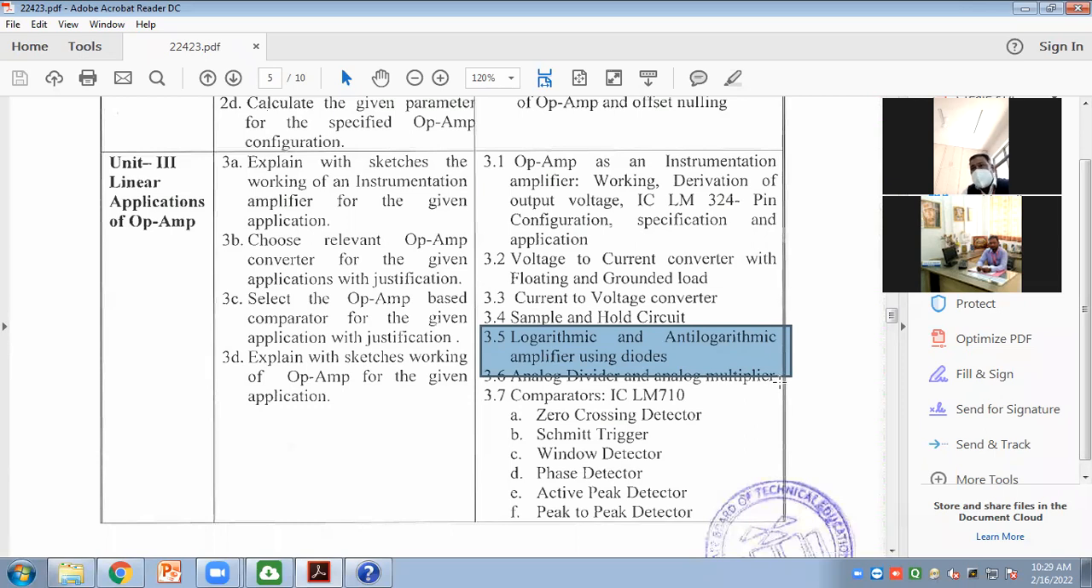For this purpose, logarithmic circuits are designed using IC741. It will find the log of particular numbers as well as the anti-log of particular numbers. So a different circuit is there, and that circuit will be able to find the log value as well as the anti-logarithmic value of the input numbers.